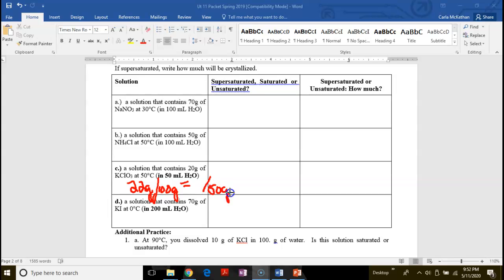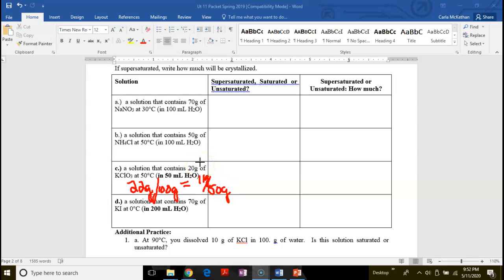So you can cross multiply, divide 22 times 50 divided by 100, or because we know it's half, you can just divide by 2, and that will be 11 grams. So 11 grams is the maximum that can dissolve in 50 milliliters or 50 grams of water. So 11 is my max.